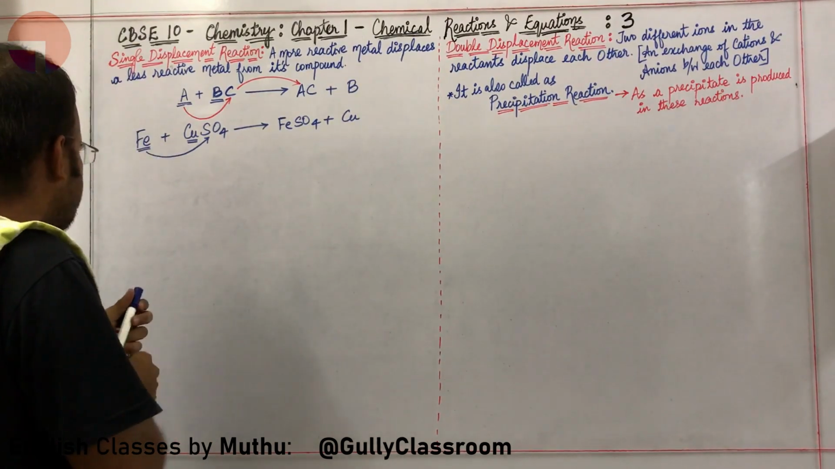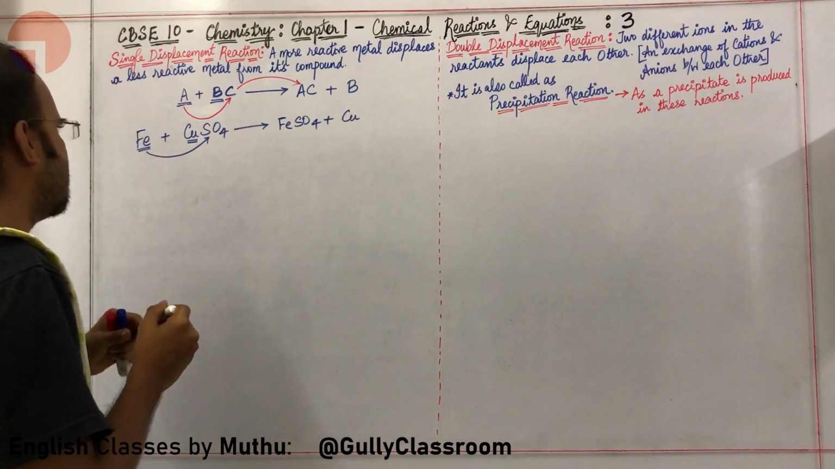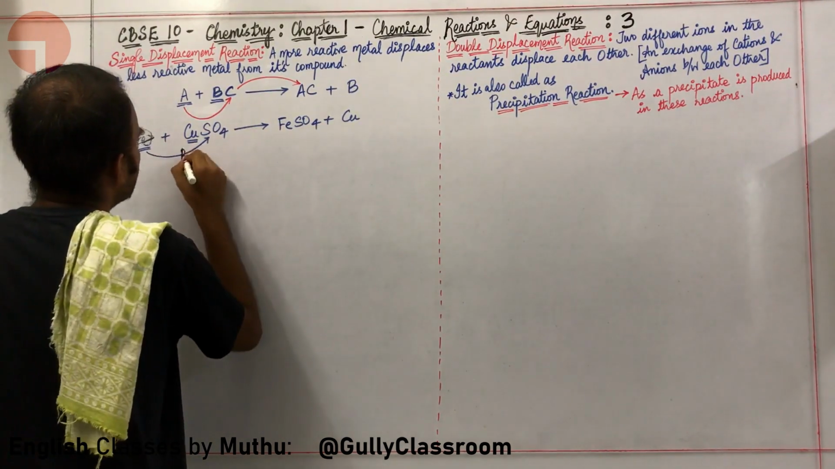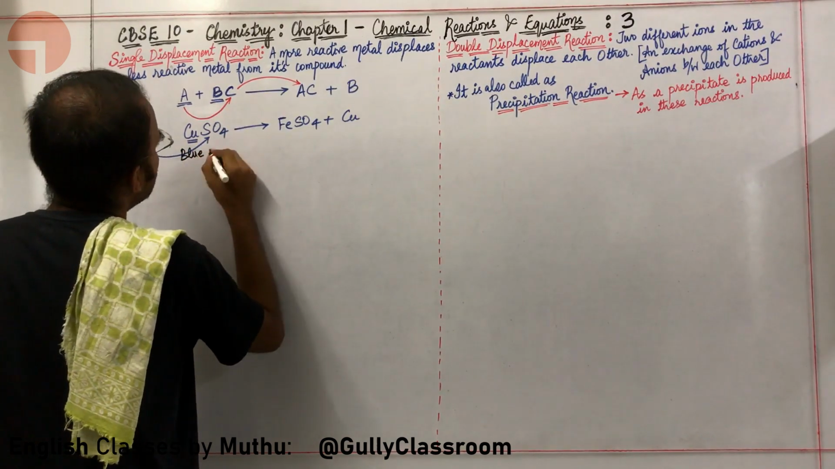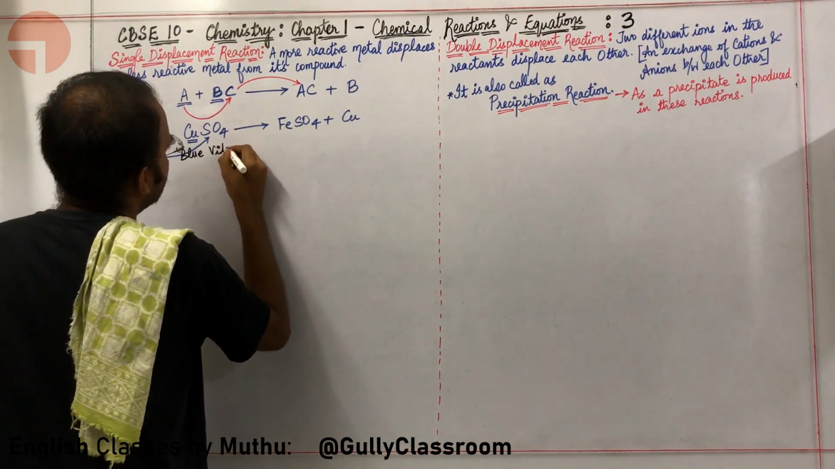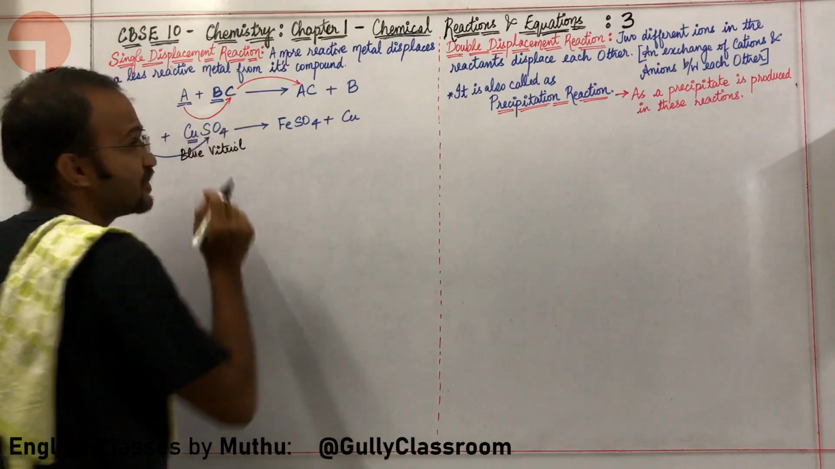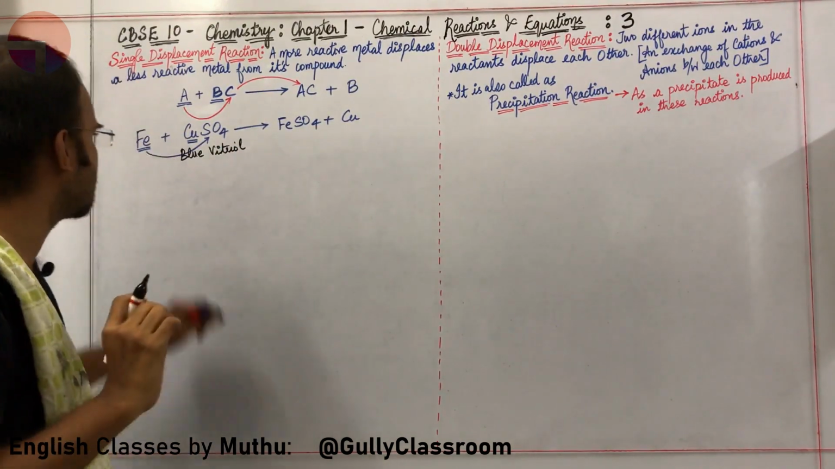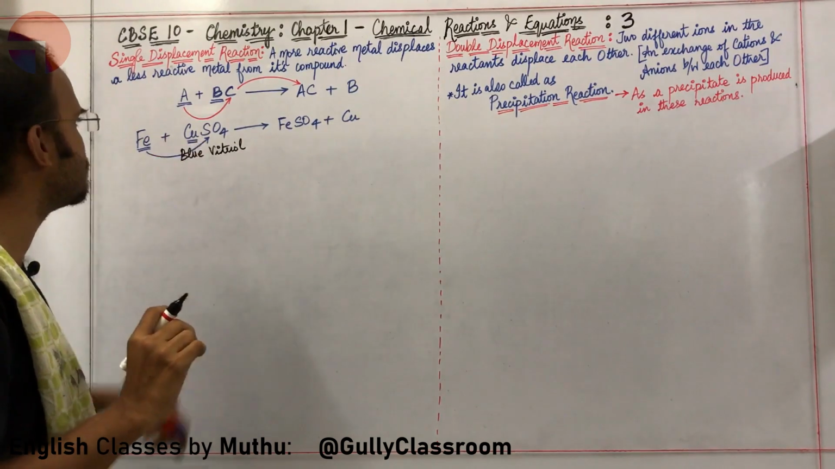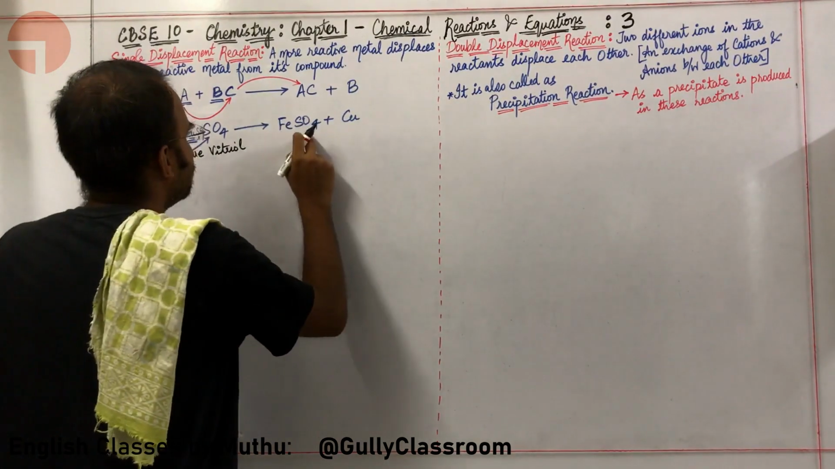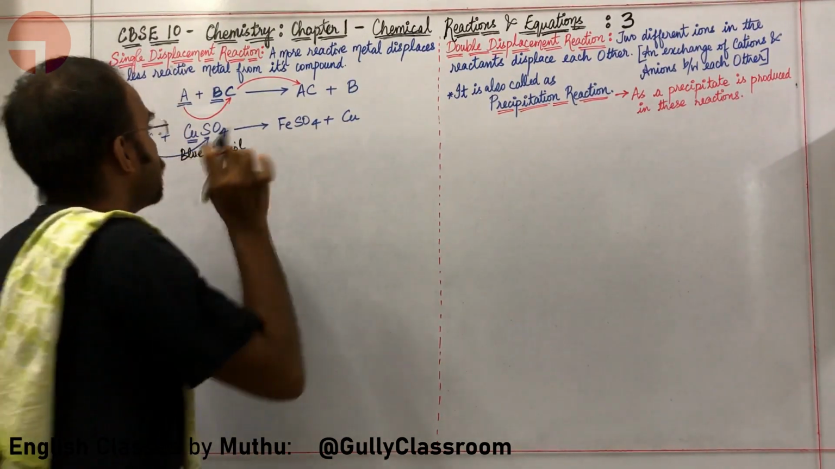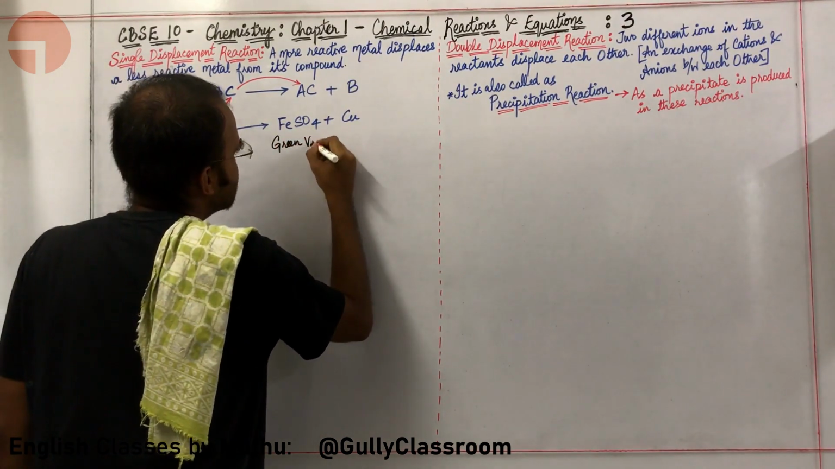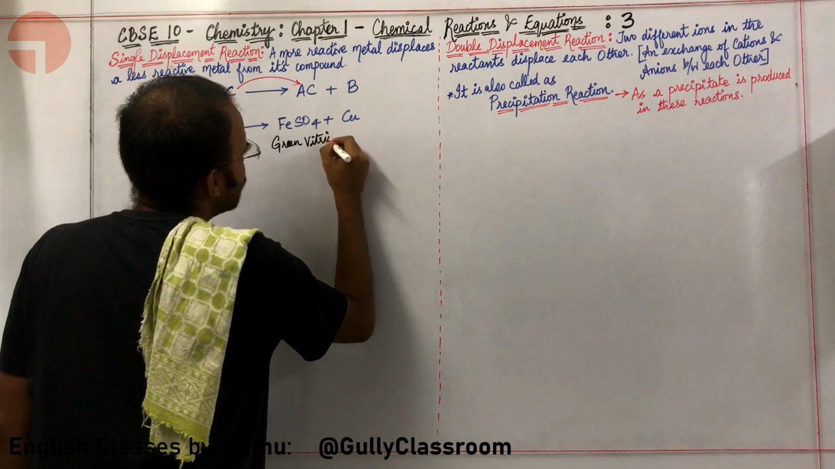Okay, sir, what is the speciality in this particular reaction? CuSO4 is called blue vitriol. CuSO4 along with its water of crystallization is blue in color, hence it is called blue vitriol. FeSO4 along with its water of crystallization is called green vitriol. Why, sir? Because it is pale blue in color.